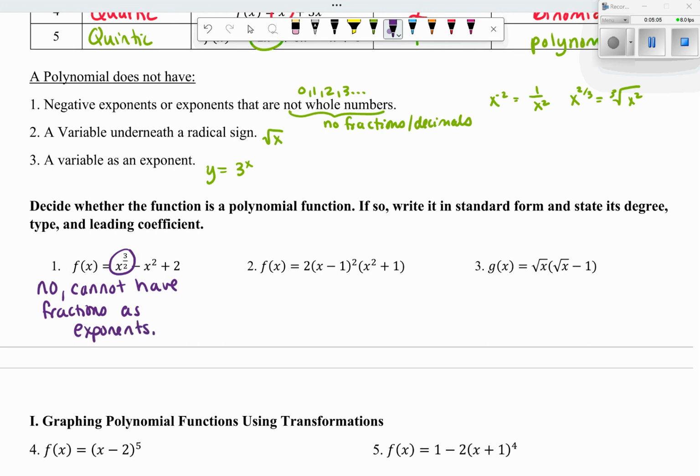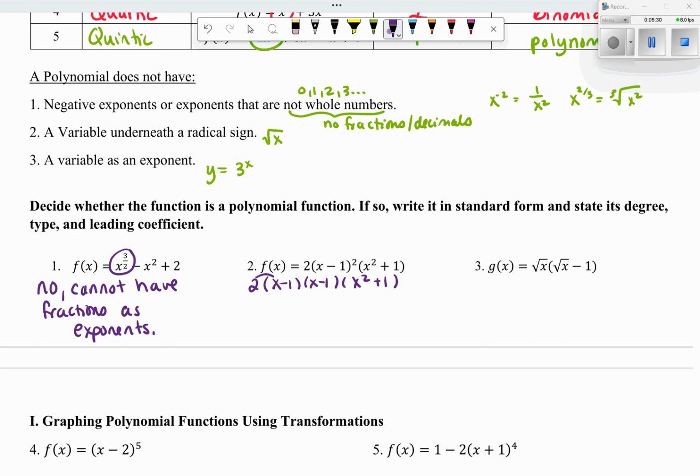Question number 2 for this one, we see that this is not in standard form. So in order to figure out what the degree and type and leading coefficient are, we need to actually multiply this out. So for this problem, we have 2 in front. So this is 2 times (x minus 1) times (x minus 1) times (x squared plus 1). So we need to FOIL this.